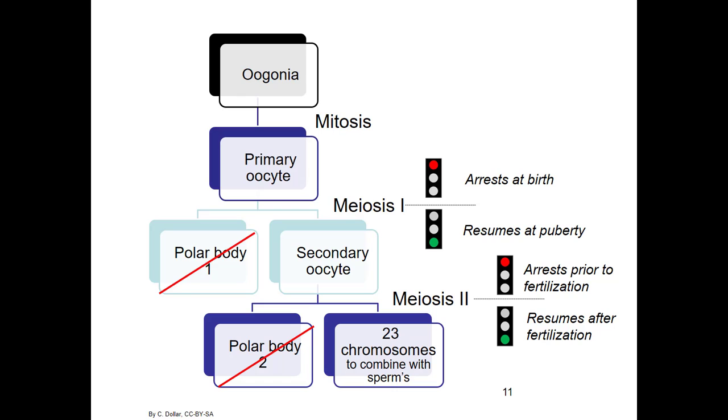So here's the answer to the flow chart. We of course start off with our oogonia that go through the process of mitosis, becoming primary oocytes. The primary oocytes begin meiosis 1. Once meiosis 1 is complete, we have one polar body and the secondary oocyte. The polar body dies and the secondary oocyte begins the process of meiosis 2. Assuming the process of fertilization occurs, the secondary oocyte will complete meiosis 2, producing another polar body that dies and 23 chromosomes that will combine with the sperm's 23 chromosomes.